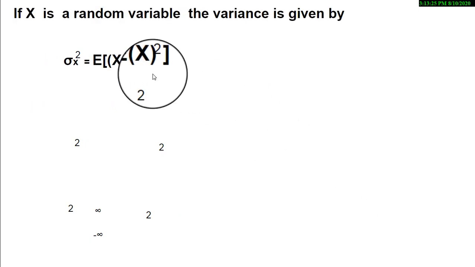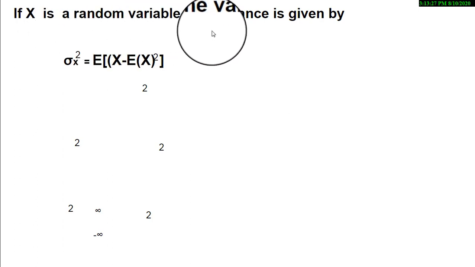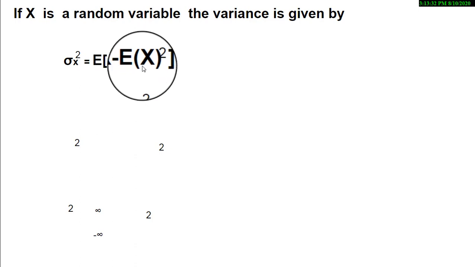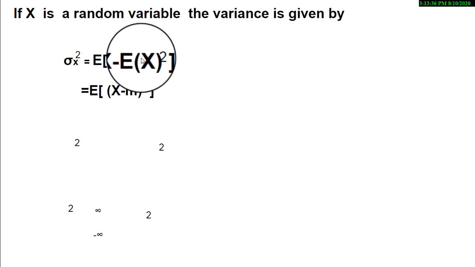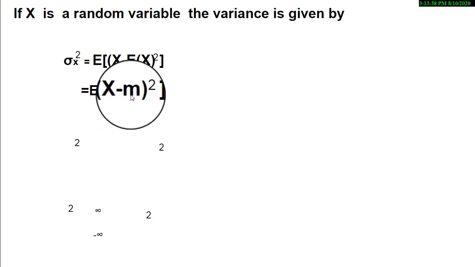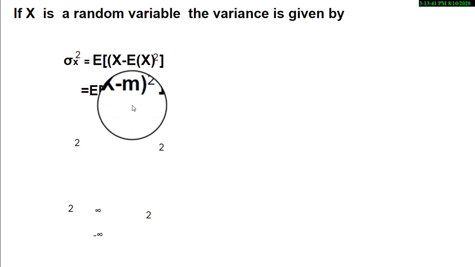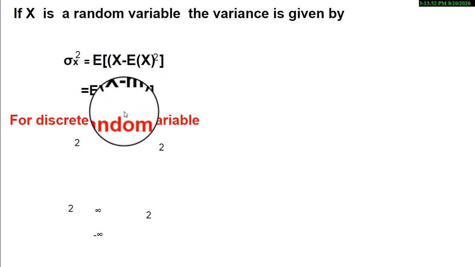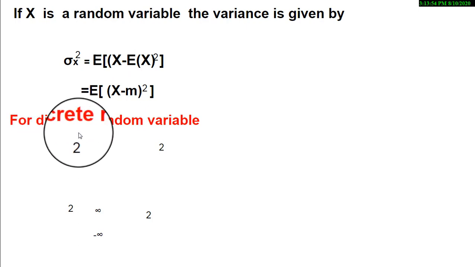So I can write this as: if x is a random variable, the variance is given as sigma square equal to E of (x minus E of x) whole square. Now this E of x can also be written as the mean, so I can write E of (x minus m) whole square, where E of x is denoted as m. Just as we wrote the expected value for discrete as well as continuous, for the variance also we'll write for discrete as well as continuous.